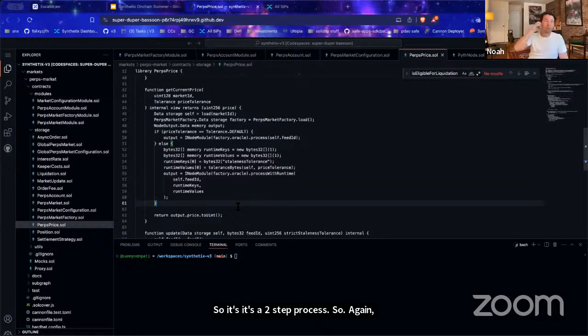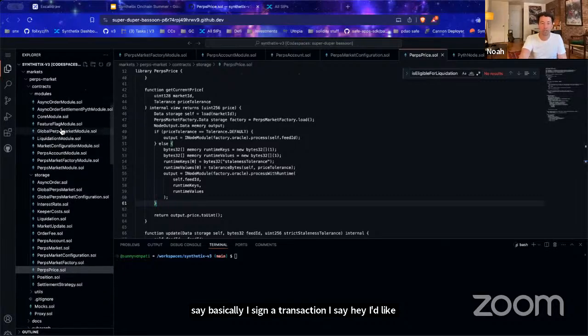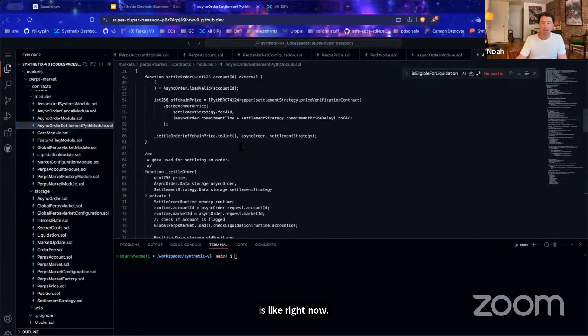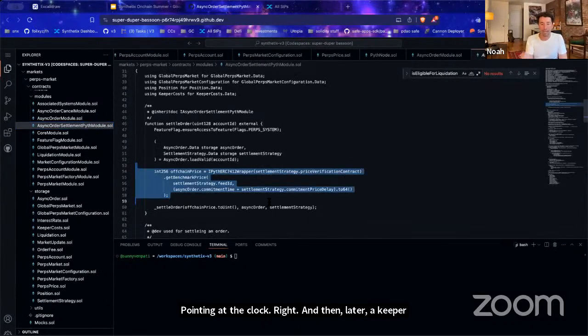A way to think about it is, I show up with my tokens to the trade shop, basically I sign a transaction. I say, hey, I'd like to exchange this for this other asset at whatever price is right now, pointing at the clock. And then later a keeper bot can come in and say, hey, I have a signed price for the time that this person agreed to make the trade. And then the order gets executed at that price. So that's effectively how the front running concern is taken care of.